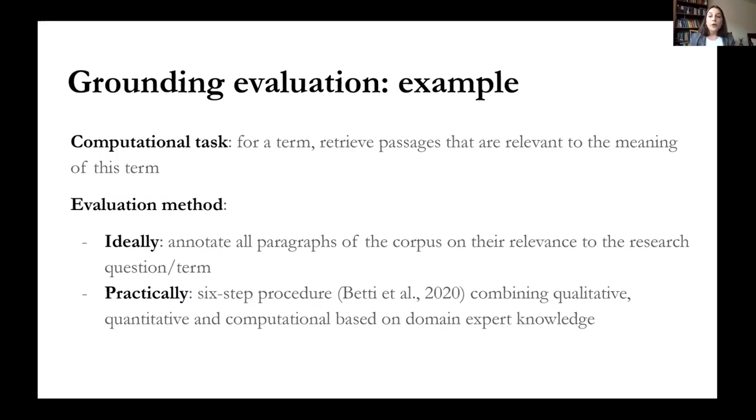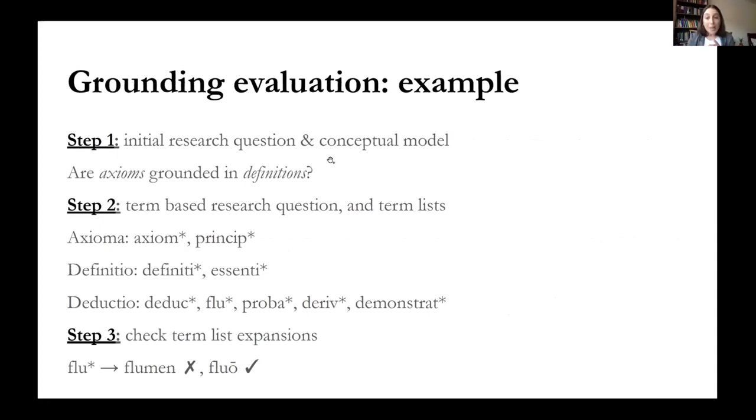To do so, we will show a six-step procedure that has been developed by Betti et al., and that combines qualitative, quantitative, and computational techniques, and is based on domain expert knowledge. So, step one consists of formulating an initial research question and articulating a model to study the concept of interest. For example, here we focus on a specific philosophical context, namely 18th century German philosophy of science, and we are interested in investigating whether axioms are grounded in definitions, meaning that definitions provide the explanation for or justify axioms.